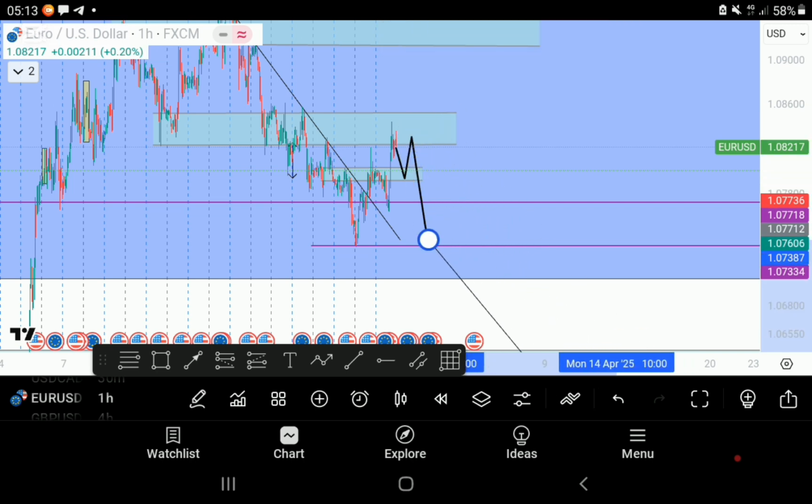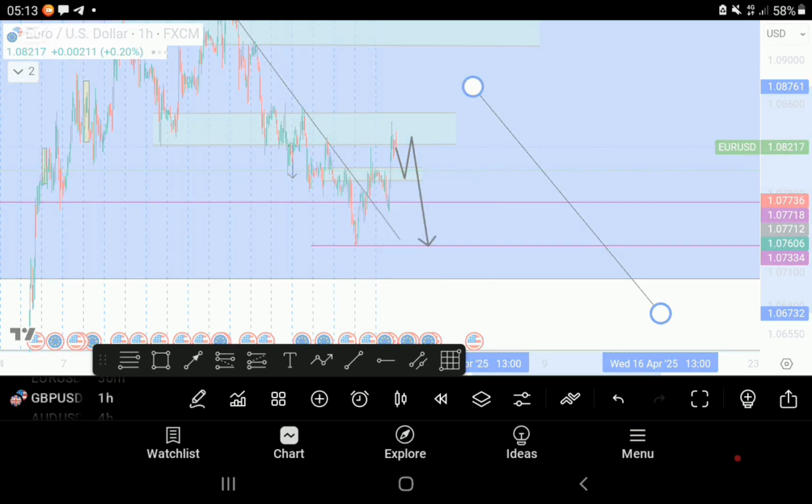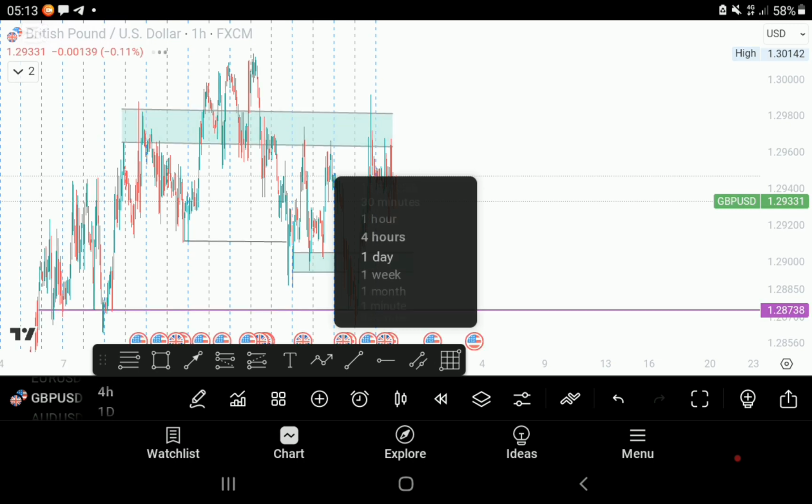Take note, we are selling on EUR/USD. Now on our GBP/USD, let's go to our GBP/USD and our H1 time frame. Let's see what really happened. Same thing, guys, we are selling on our currency pair.